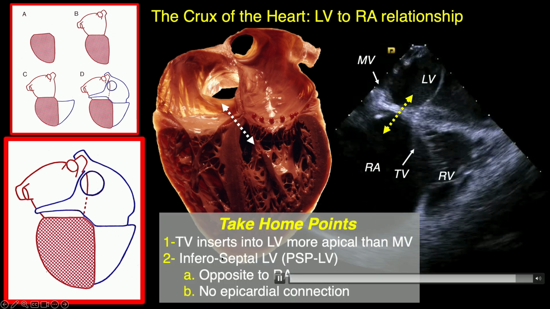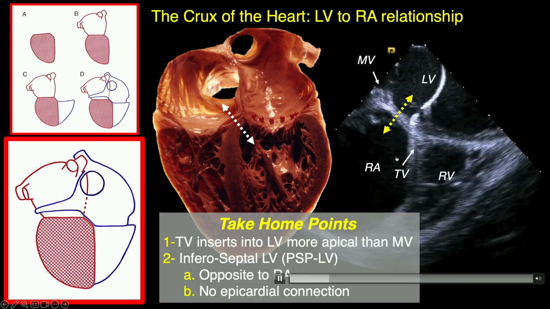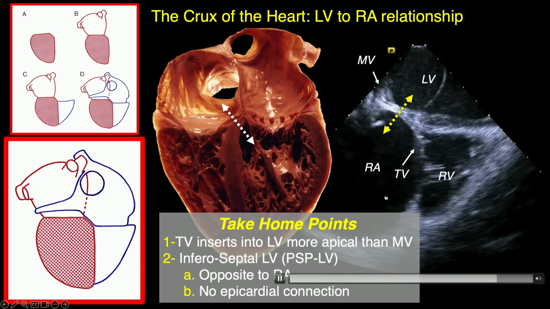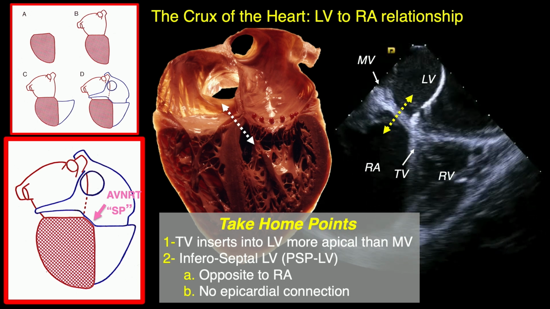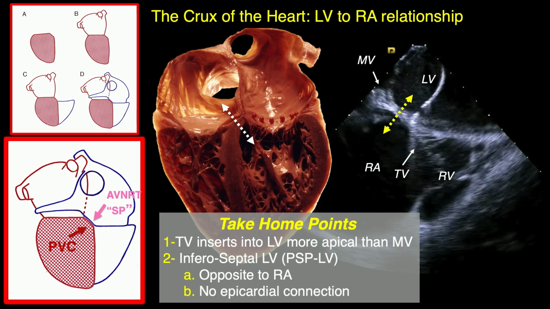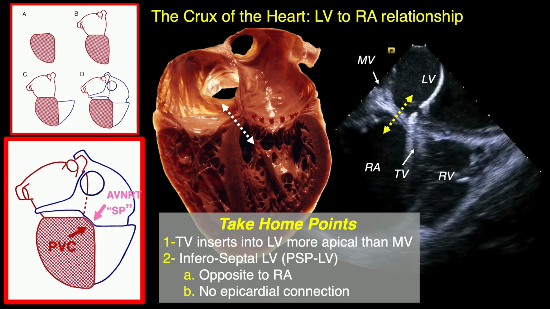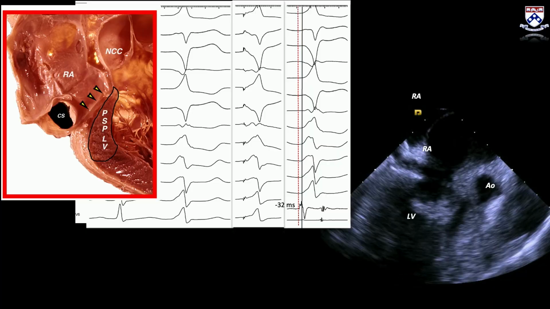And think about it. Because of all of this, you have right atrial tissue opposite to this with no epicardial connection. Now I'm going to throw this out there. This is where you ablate AVNRT, right? This is where you ablate PSP PVCs. Could it be that they have something to do, one and another together?